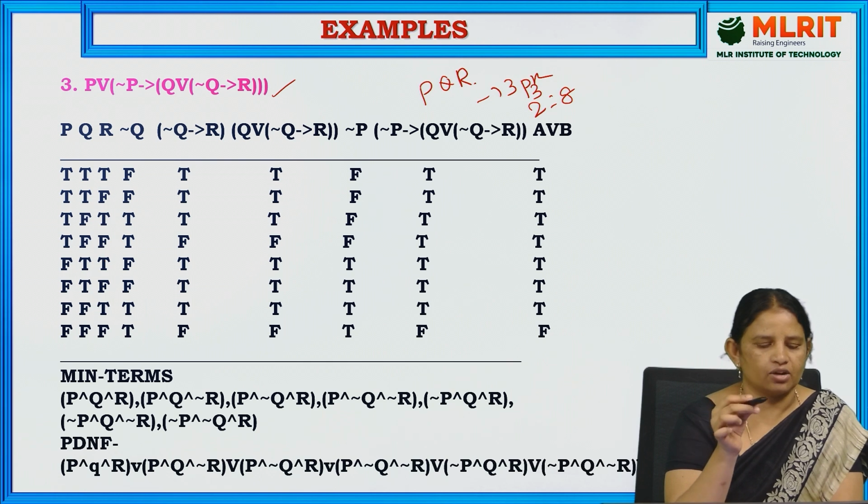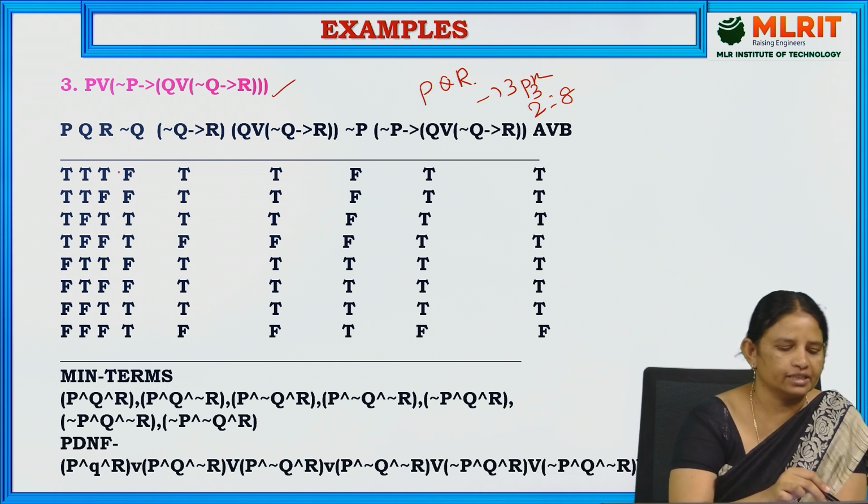Let us consider one by one. Negation Q: take the opposite. Here it is true, it becomes false. True, it is false. Then false becomes true.